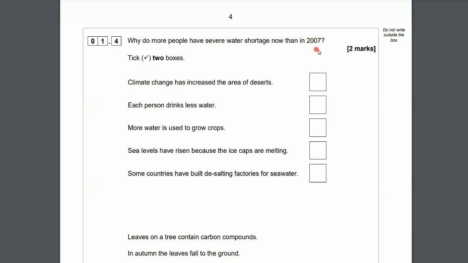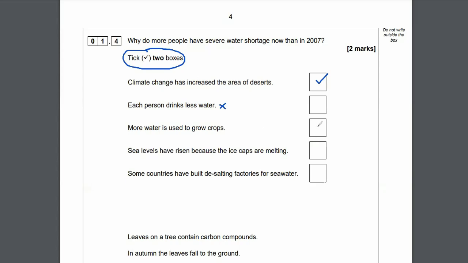Why do more people have severe water shortage than in 2007? Tick 2 boxes. So we're looking at reasons why there's less water on the earth. So, really, we should say less availability of water. So, obviously, climate change increasing the area of deserts means there's less available water. If people drink less water, that's just going to make more available water.